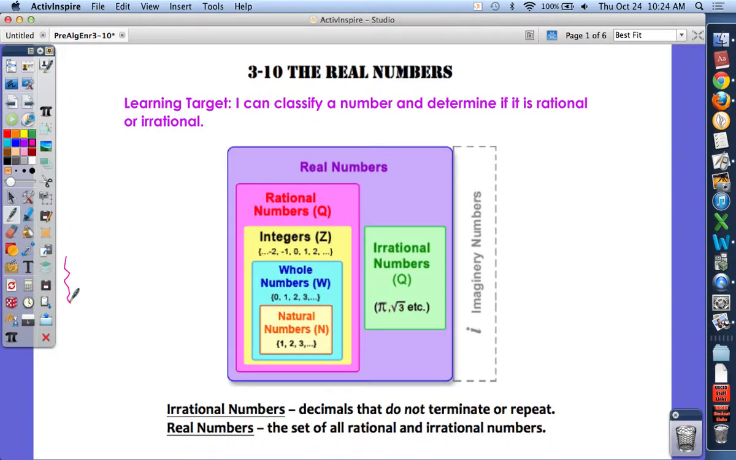We have a real number system that we work with in math, and all the numbers we've been talking about so far this year have been in the real number system. So today we're going to focus on classifying a number and determining if it's rational or irrational.